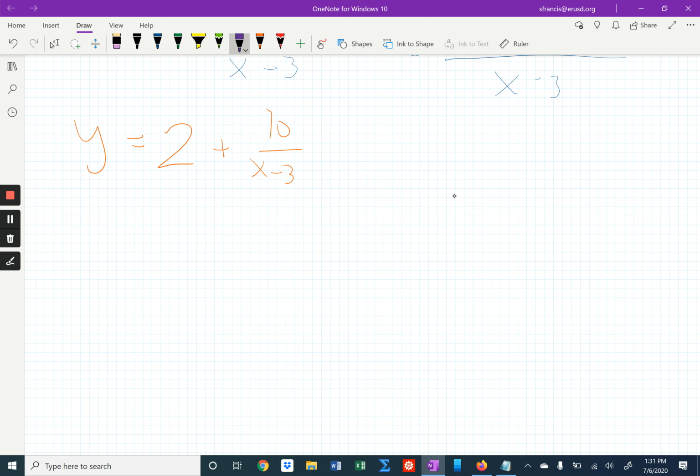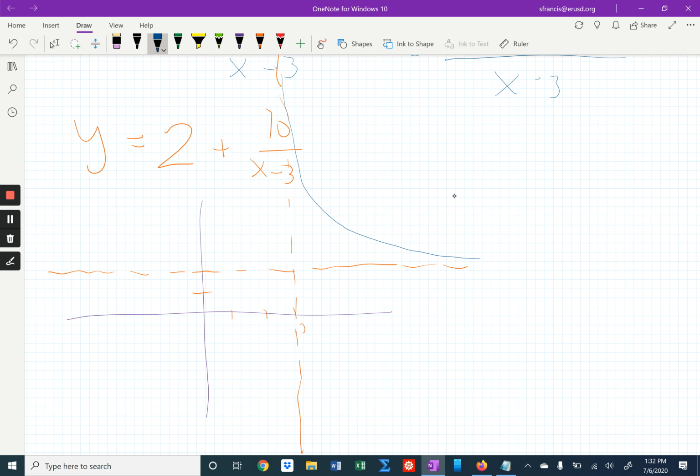So now if I go to graph this, we'll have a horizontal asymptote of y equals 2, like this. And then the vertical asymptote at positive 3, like this. And then we're stretched out by a factor of 10, which again, I'm not going to do accurately here. I'm just going to draw it roughly. There's no flip, so it's going to be on these sides over here. So something like that.